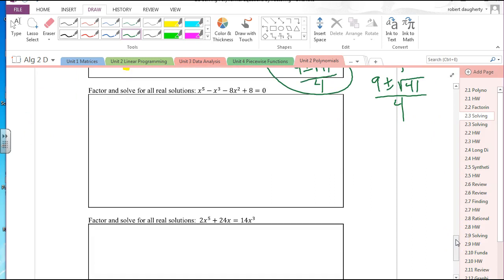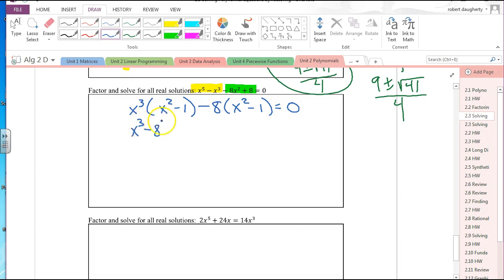Next equation, 4 terms. The only method I have is grouping. So let's see if we can factor this and this. If I factor those, the first terms have an x cubed in common, and I'm left with x squared minus 1. Bring down the negative sign, and it looks like I factor out an 8, and I get x squared minus 1 equals 0. Now I get x cubed minus 8 times x squared minus 1 equals 0.